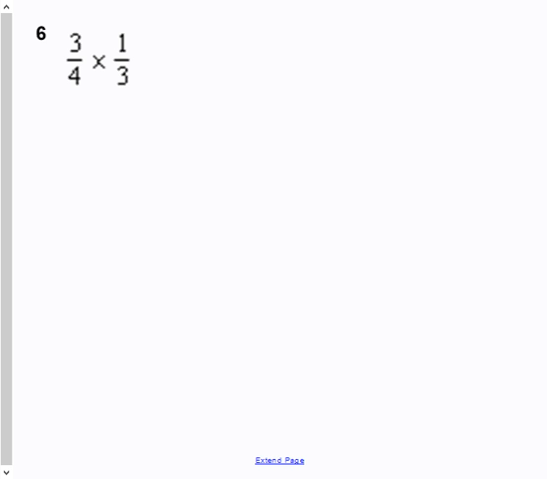Question 6, a much easier question. There are 2 ways you need to be able to do this. So if you just multiply the numerators and multiply the denominators, you get 3 over 12, which we would know probably is not lowest terms, because you can divide both the numerator and denominator by a common number, in this case 3, leaving you with 1/4 as a final answer.